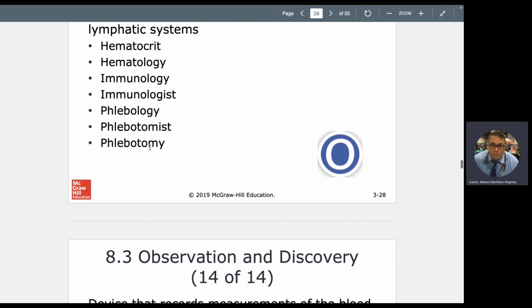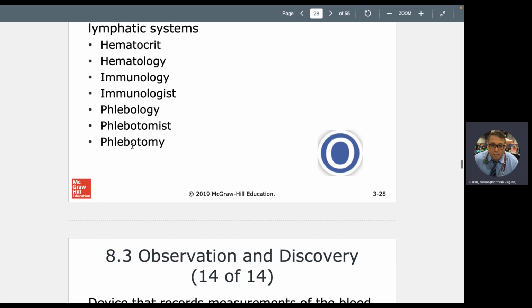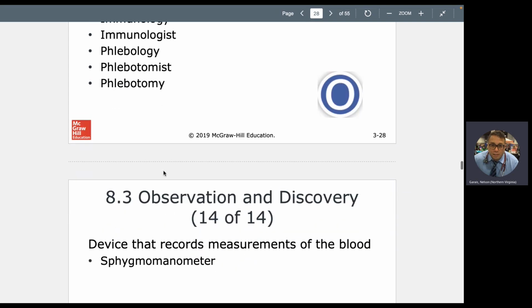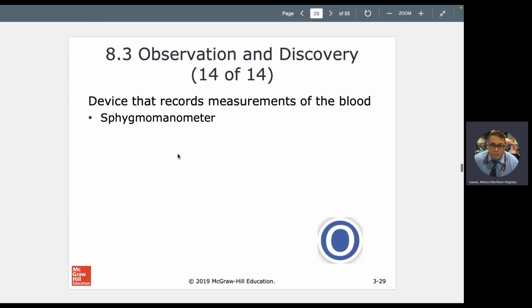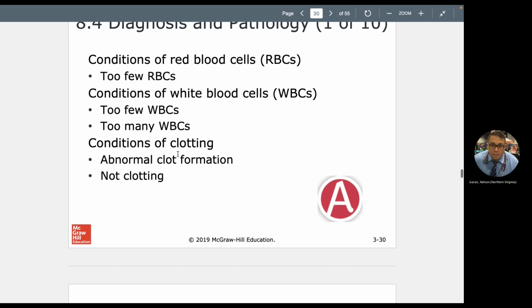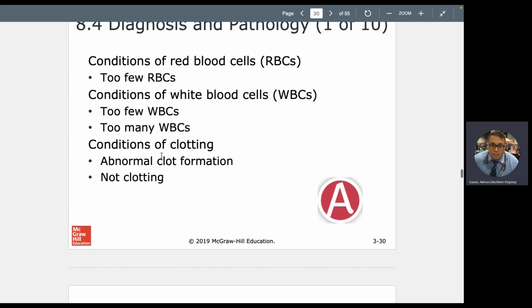Phlebology, phlebotomist, phlebotomy, tomy, to cut into phleb, vein. If you did the procedure wrong, you could get phlebitis, inflammation or infection of your veins. Sphygmomanometer, easier way to call it, BP cuff. And again, more variations on a theme here.